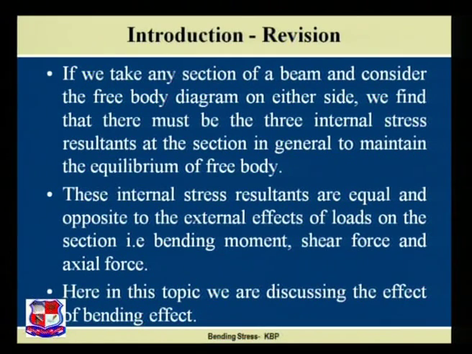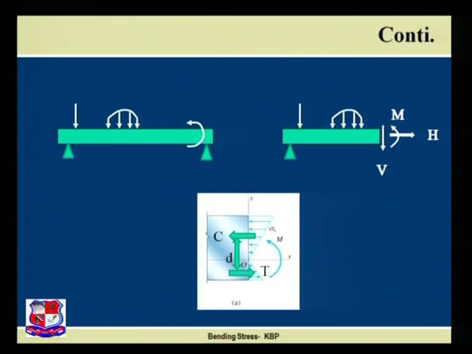Now let us revise what we have discussed in the previous session. If we take any section of a beam and consider the free body diagram on either side, we find that there must be three internal stress resultants at the section in general to maintain the equilibrium conditions. These three are the bending moment, shear force and axial force. So we are discussing the effect of bending.